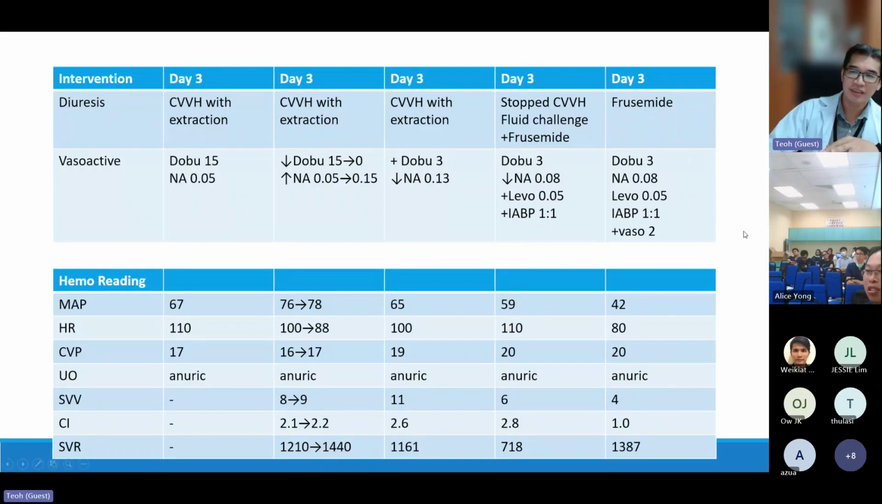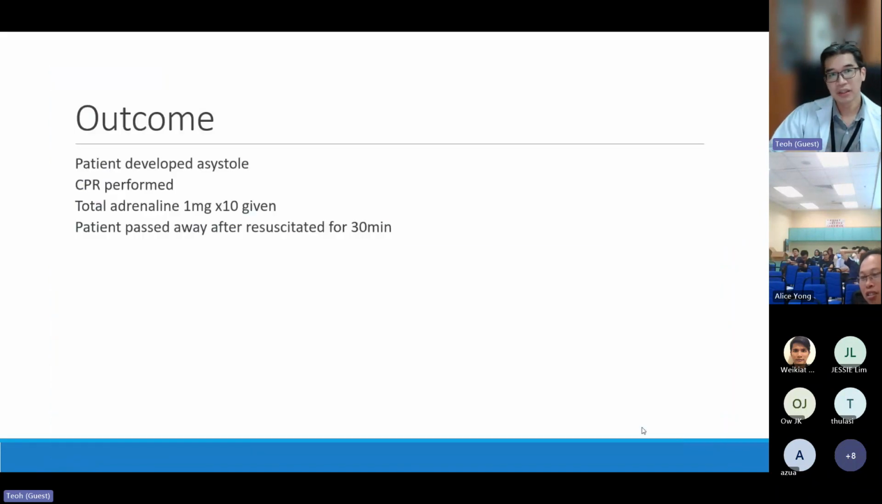But I think at this point in time the patient is really not well, the blood pressure is too low, and the cardiac index also dropped. Even though you can bring up the SVR a bit, it's too late to do anything. The patient developed asystole, and as usual CPR was performed. I don't think you can save the patient anymore. Total adrenaline was 10 mg given, and the patient passed away after 30 minutes of resuscitation.